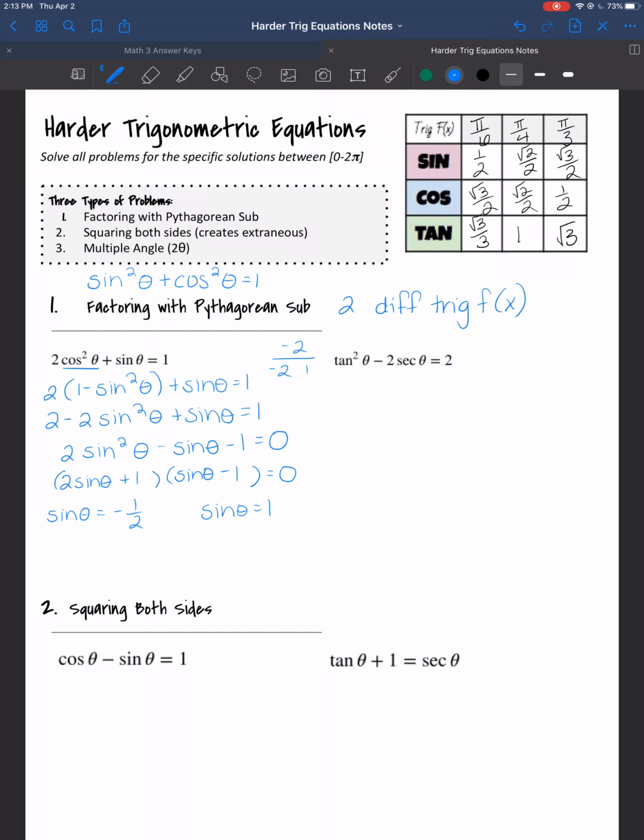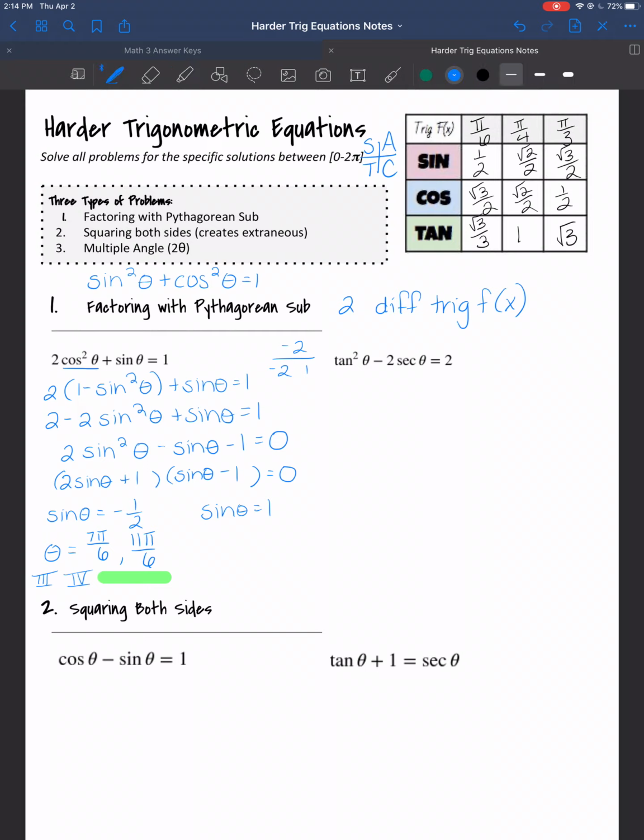Now you're right back where we were yesterday. You need to use inverse trig, and also think about the quadrants where sine is negative. Let me add my ASTC chart here as my reference for the positives and negatives. So sine is negative in the third and the fourth. That's where my two answers need to come from. So my reference angle is pi over 6. So the third quadrant there is 7 pi over 6, and the fourth quadrant is 11 pi over 6. So there's my two solutions off of that factor.